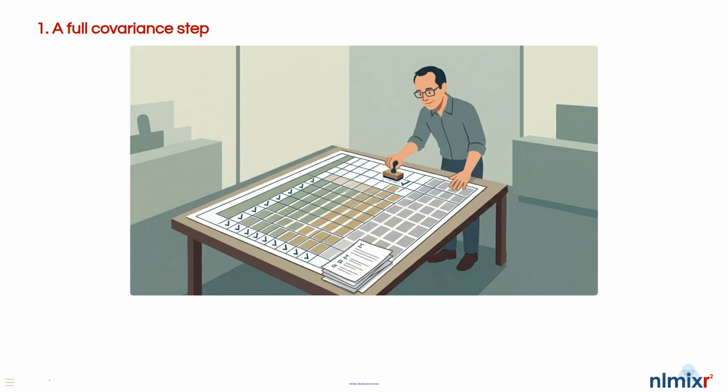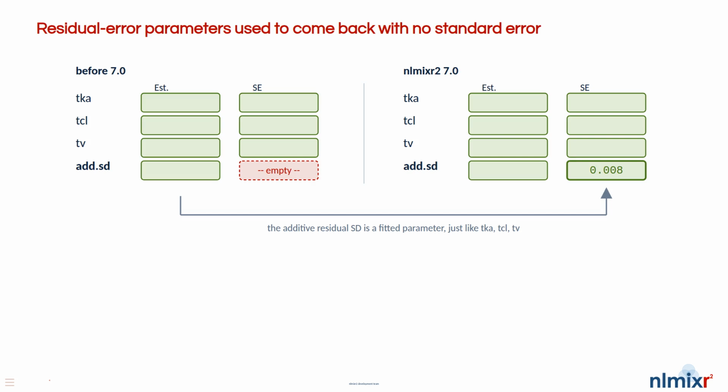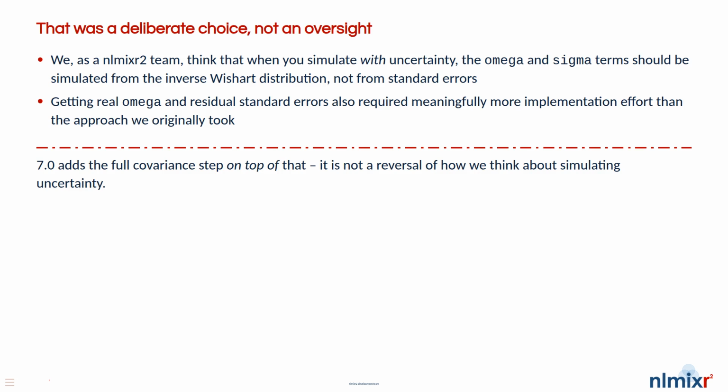Let's start with the new full covariance. Now the additive residual error standard deviation is calculated for all methods. Before 7.0, the standard error was missing. We've always leaned toward using the inverse Wishart distribution for simulating uncertainty in omega and sigma. When implementing nlmixr, we thought that by not having these standard errors, others would simulate with uncertainty with the inverse Wishart distribution too. Additionally, getting real standard errors for those terms took real additional work.